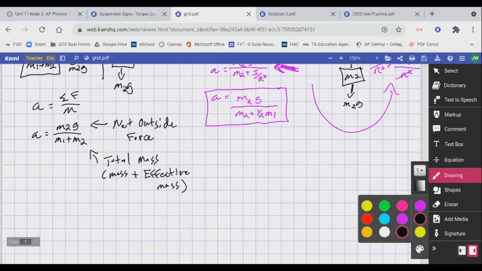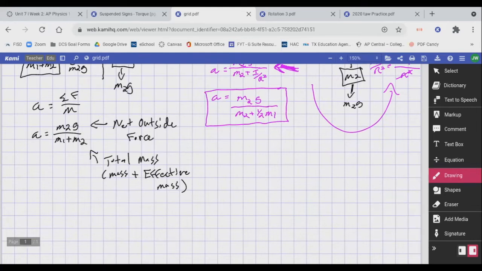I'm just changing back to black. We know that I equals mr squared. I don't care what your object is. We know from our formula chart, I equals mr squared. When I rearrange this equation so that I can solve for m, I'm going to say that I divided by r squared equals m. It's a simple rearrangement. I divided by r squared equals m.